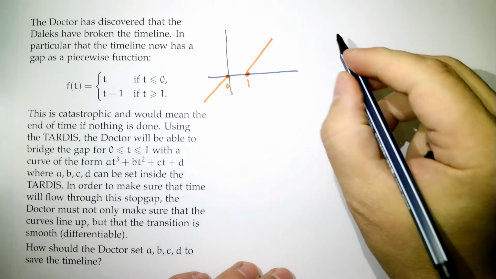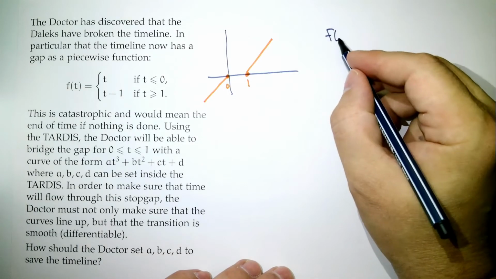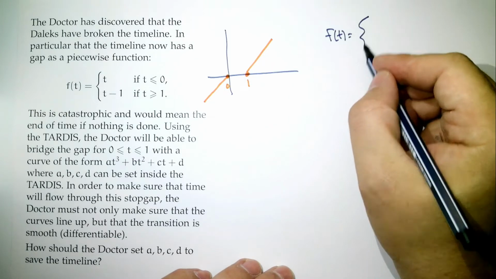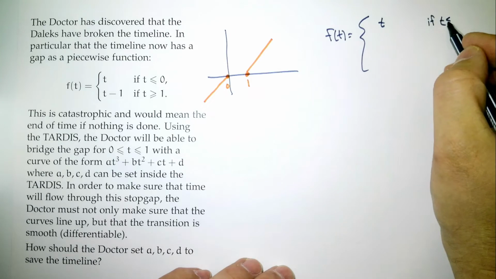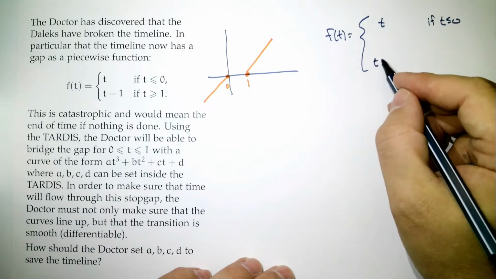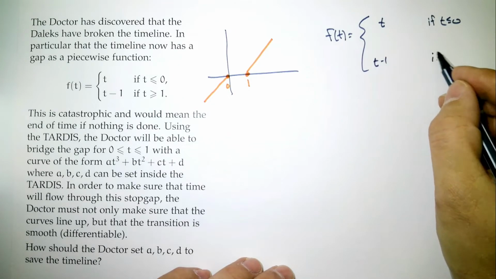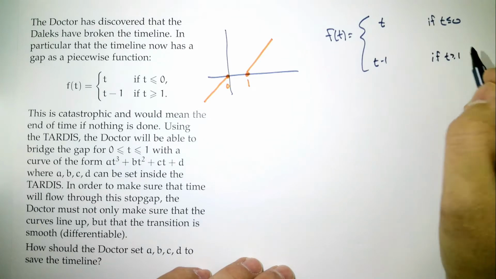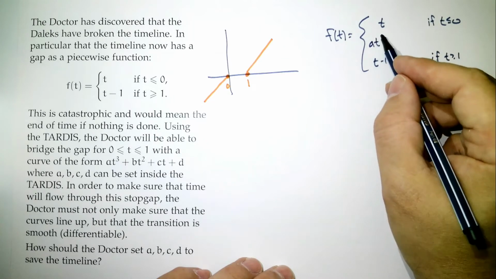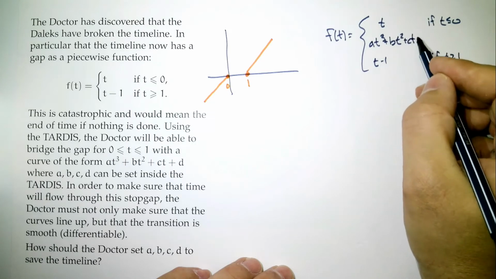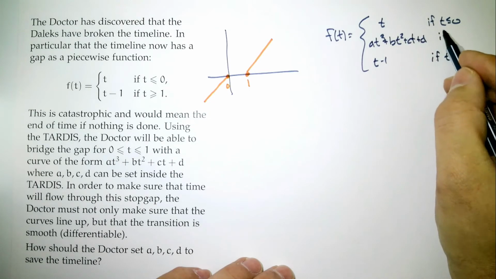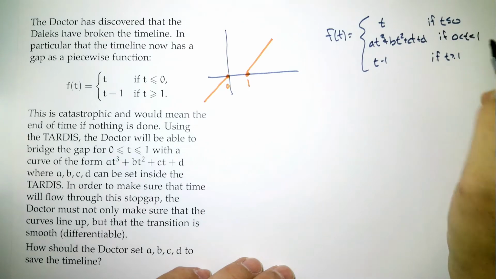So really what's happening here in this problem is we want to come up with something to go in the middle. So we already have the parts below 0 and the part above 1. The question is, what do we put in between? So at cubed plus bt squared plus ct plus d. And that's if we're between 0 and 1.